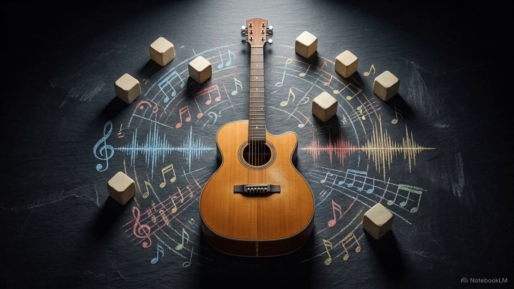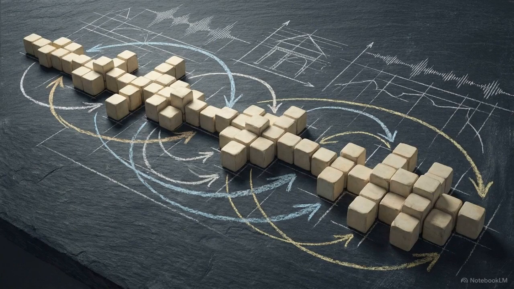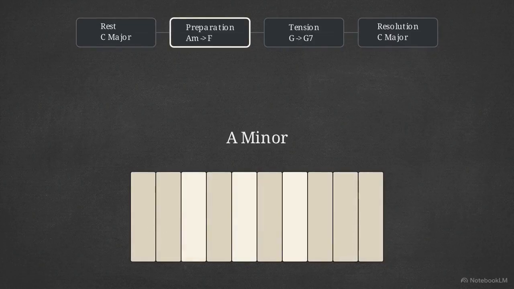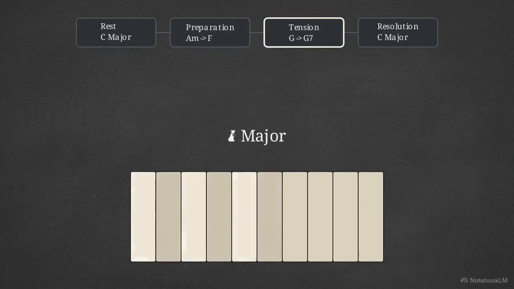Isolated chords hold a mood, but they don't tell a story. To build a narrative with a beginning, middle, and end, we organize them using functional harmony. In our sequence, the C major establishes a baseline of rest. Transitioning to A minor and F major acts as a preparation phase, leading into G major, which introduces tension.